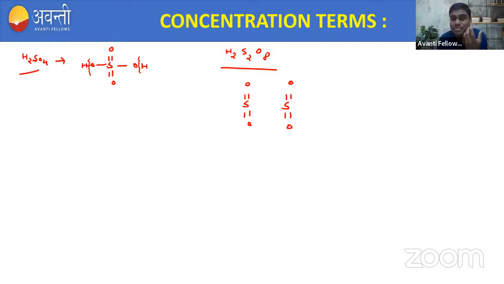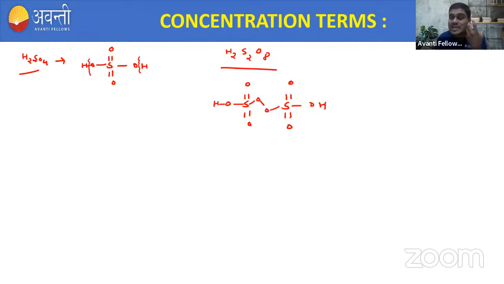And how many hydrogen do we have? We have only 2 hydrogen. So only 2 OH is possible, right? Now, the remaining oxygen we have oxygen, oxygen, and this. So this is the structure of H2S2O8.